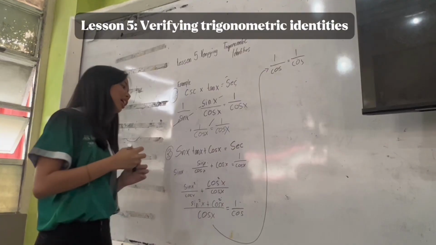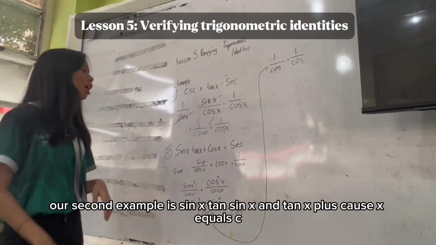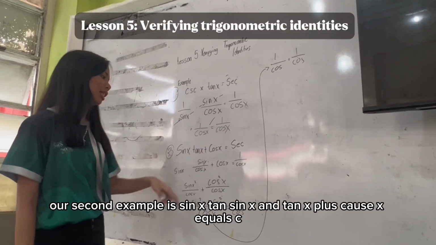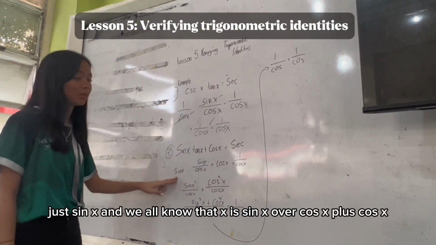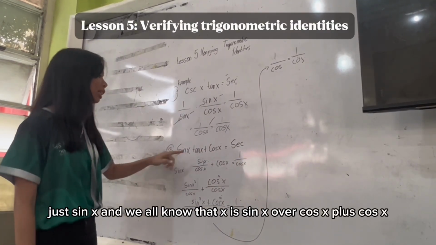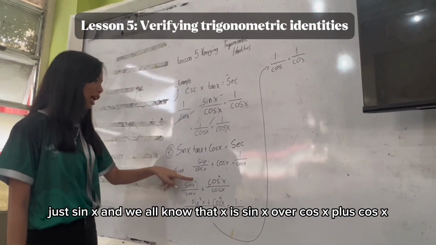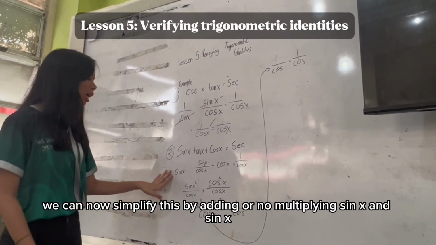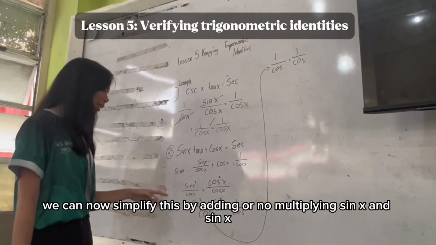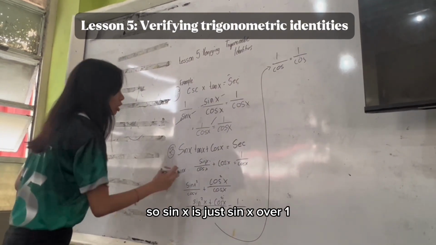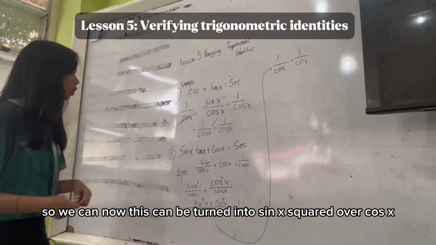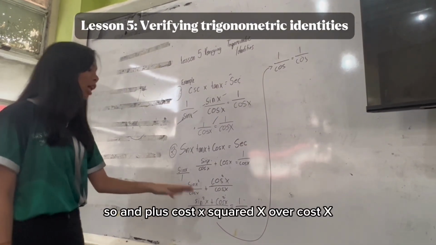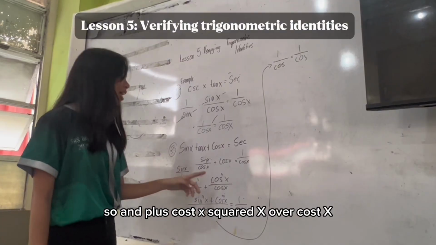Our second identity, or our second example, is sin x times tan x plus cos x equals sec x. So let sin x just be sin x. And of course, we all know that tan x is sin x over cos x, plus cos x. We can now simplify this by multiplying sin x and sin x. So sin x is just sin x over 1. So this can be turned into sin squared x over cos x, plus cos squared x over cos x.